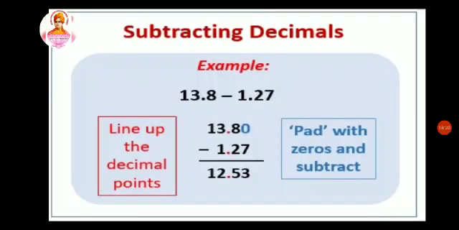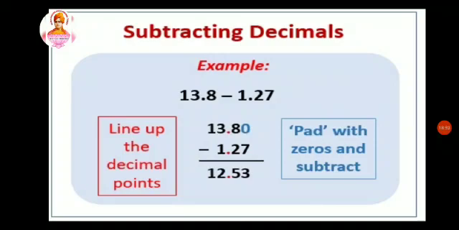Subtracting decimals. For subtraction also, you should change the decimal numbers into like decimals. Then you can do the subtraction. The first problem here is 13.8 minus 1.27. So these are unlike decimals. So I should convert them into like decimals. Then I go and do subtraction.